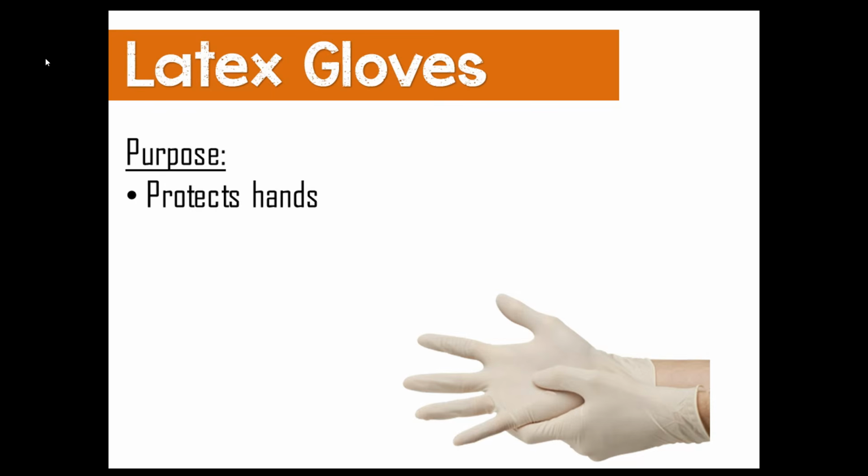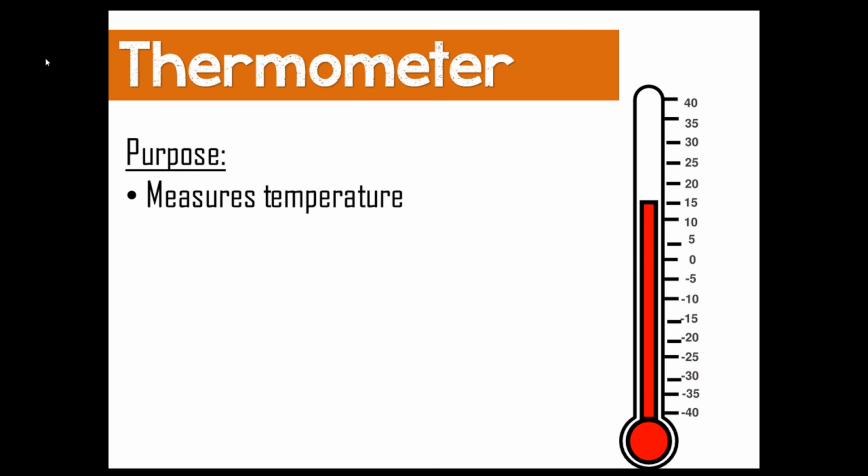Latex gloves are going to be used sometimes in physical science, especially when we get to chemistry. If there are substances that I feel like might be dangerous for you if they touch your skin, I might require that you wear latex gloves. So latex gloves just protect your hands. We also might use the hot mitts this year, or the heat-resistant gloves. Again, they're also to protect your hands, but they're used not necessarily when we're working with chemicals, but when we're working with heat.